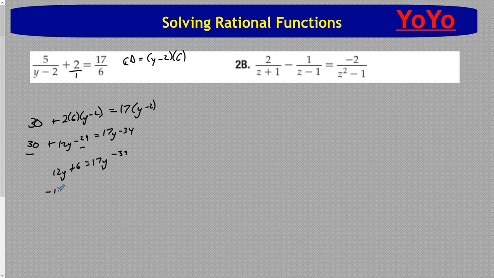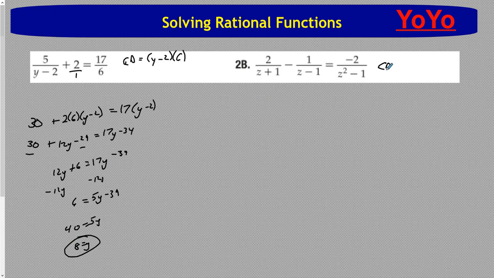Let's subtract 12y, so we get positive y's on the right. 6 equals 5y minus 34. Add 34 to both sides. 40 equals 5y. 8 would have to be y. I would be more particular about checking anytime there's x squareds. You should get in the habit of always checking. I know for a fact that 8 does work.